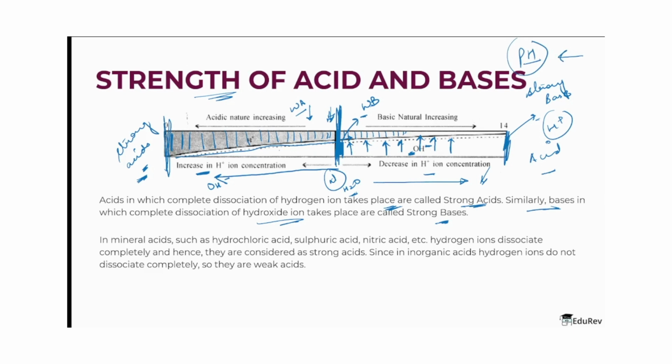All right. Now in mineral acids such as what? My hydrochloric acid, sulfuric acid and nitric acid, etc., hydrogen ions dissociate completely, and hence they are considered as strong acids. And since in organic acids, hydrogen ions do not dissociate completely, they are weak acids. So they are referred to as strong and weak acids. We already know strong bases and weak bases. So this was basically the strength of acids and bases.